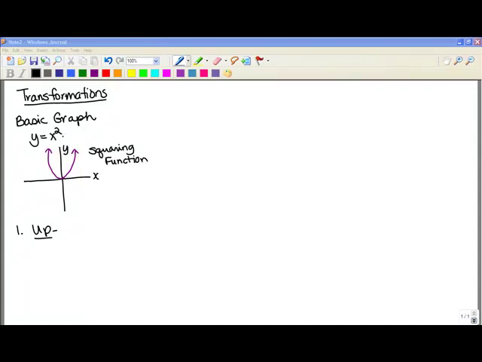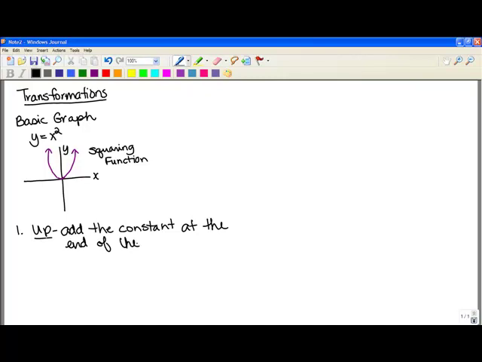Now this basic graph is called the squaring function, and the shape of the graph is a parabola shape that looks like this. Now, the first type of transformation is moving a graph up. To move a graph up, all you have to do is add the constant at the end of the function.